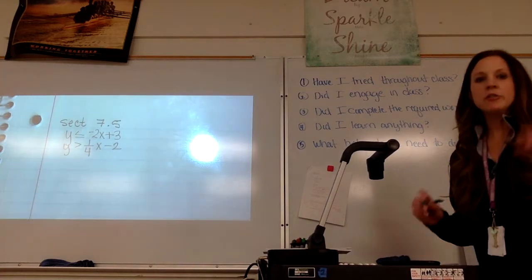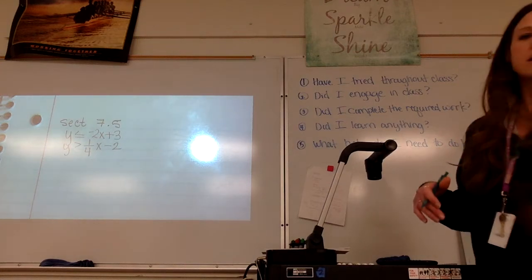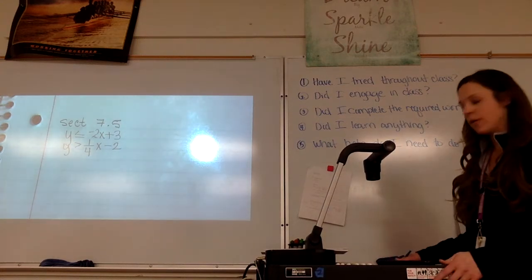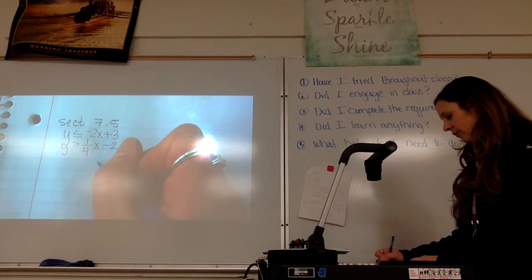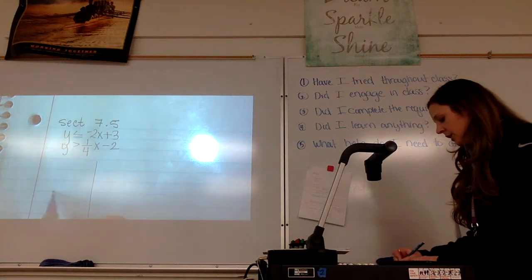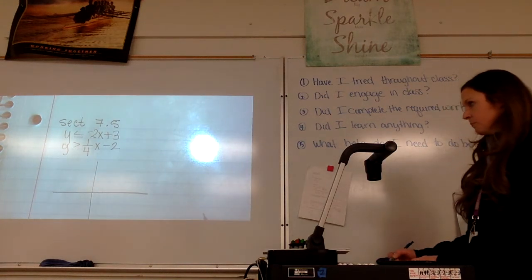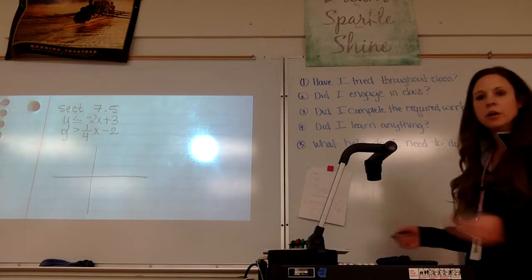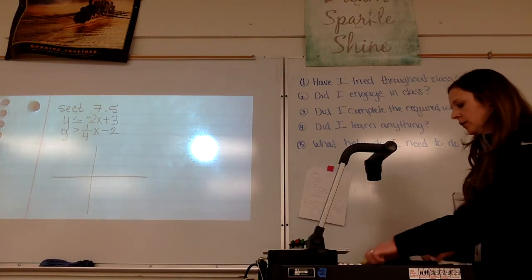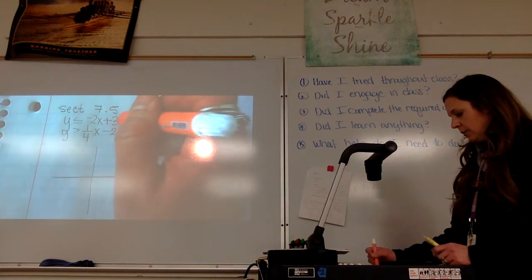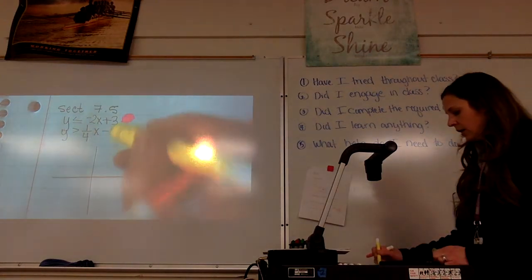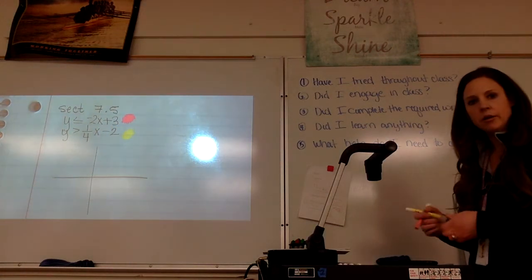All right. Okay, so section 7.5, again, not that it matters, just disregard, keep going. I want you to go ahead and graph. And then know that we're going to do two separate graphs. So I'm going to use two separate colors. You decide how you want to make that work. I'm going to graph the top one in pink, and I'll have the bottom one in yellow.